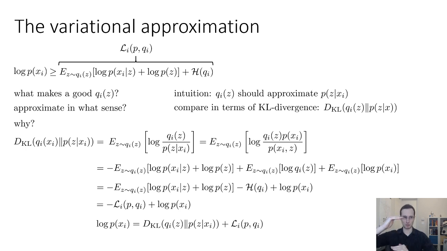So if the KL divergence is big, then you can maximize your L all you want, but you won't move your objective. But if the KL divergence is small, then the only way to maximize the lower bound is to actually push up on log p of xi. So that means that if we get a choice in which qi of z to use, we want to pick the one that minimizes KL divergence to p of z given xi, which means we want qi of z to be close to p of z given xi.